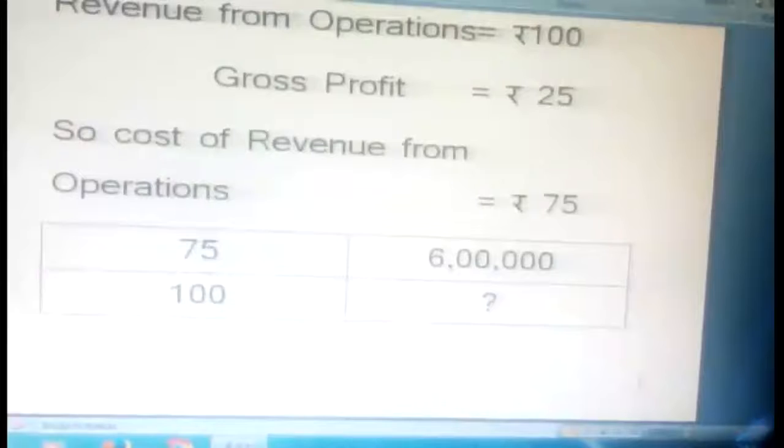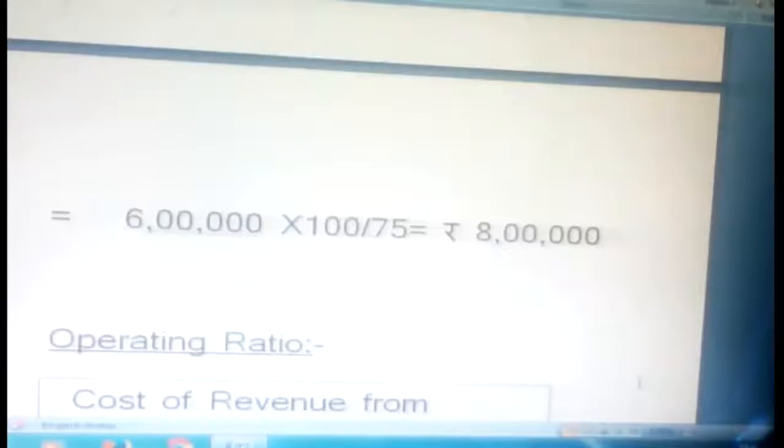When you do it like this, our 75% is 6 lakhs. That's what they given. So what is our 100%? We do the cross multiplication. 6 lakhs into 100 divided by 75, we get revenue from operations 8 lakhs.